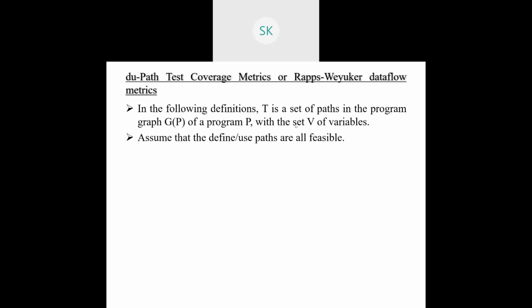So whatever paths we encounter, the set of paths is named T, taken from the program graph G of a program P with a set of variables. That's all. So assume that definition usage paths are all feasible. Very important thing. Whenever you are traversing a path, keep one thing in your head: it should be a feasible one. Feasible in the sense that it should happen. It should give some result, whether it is what you are expecting or not expecting.